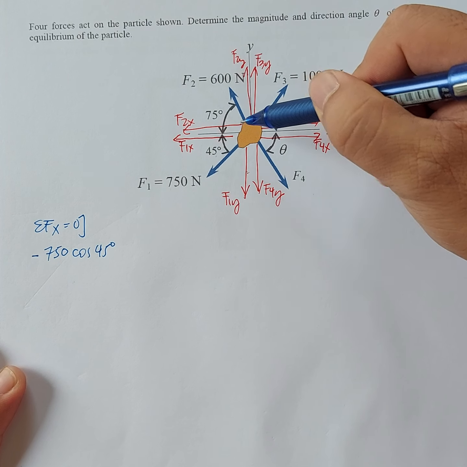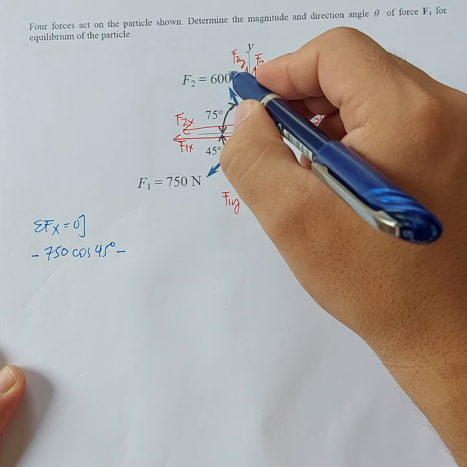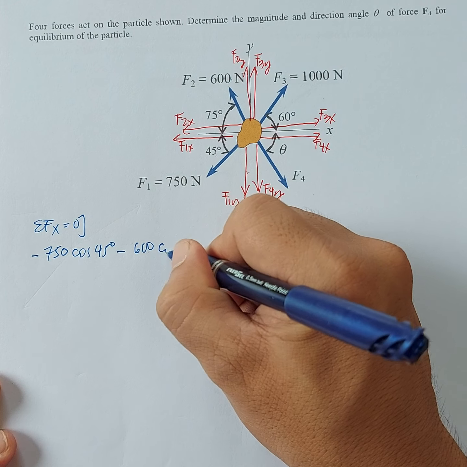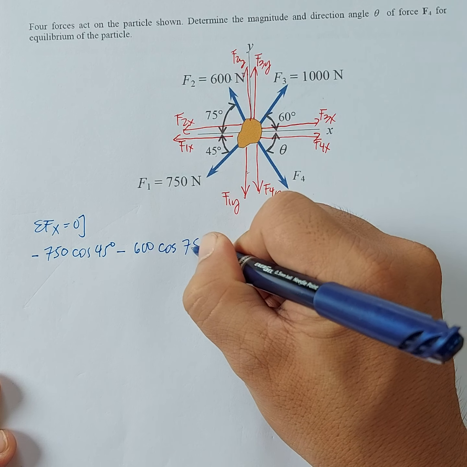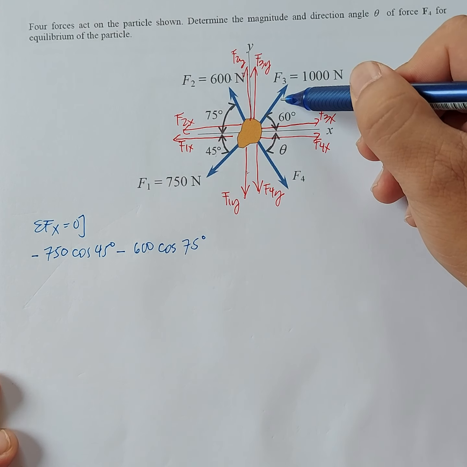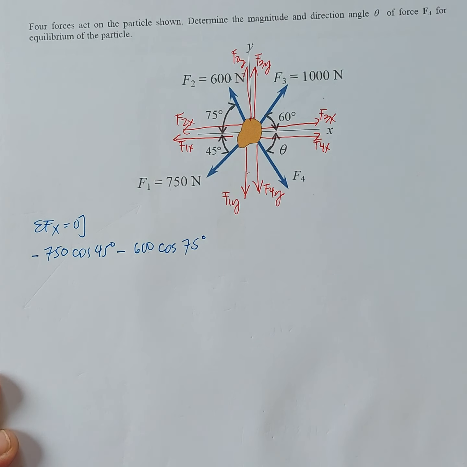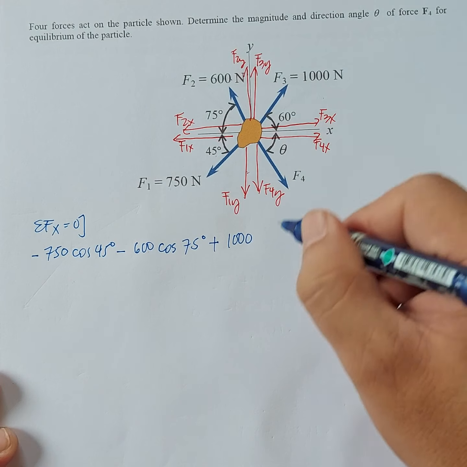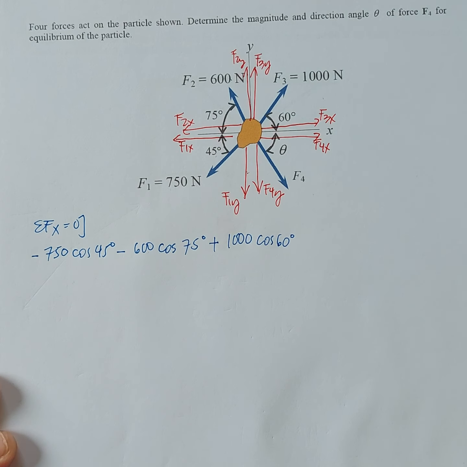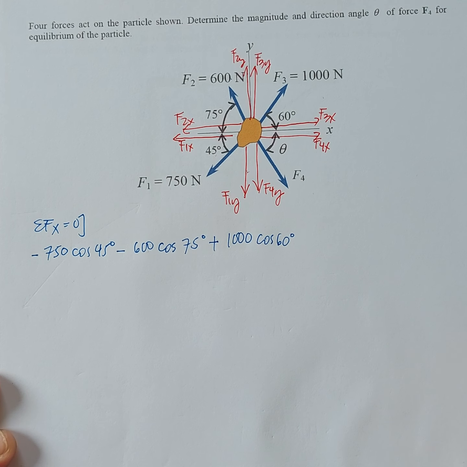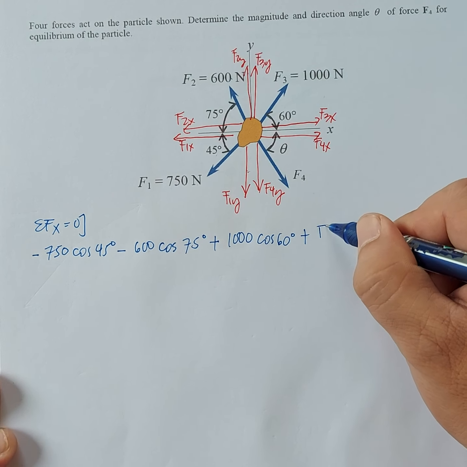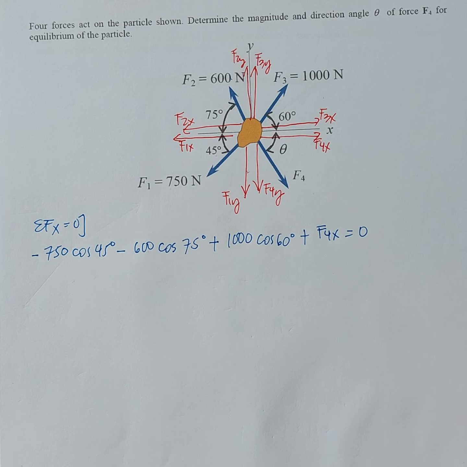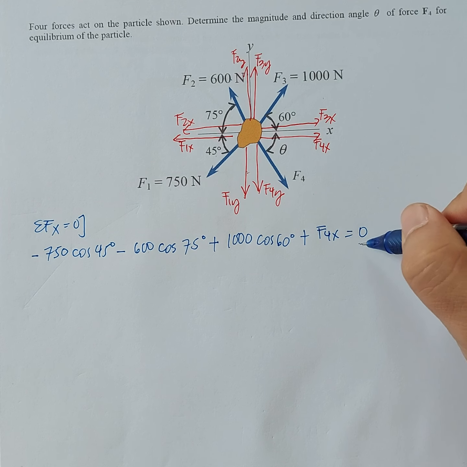And then F2X is also directed to the left, so minus. We have 600 adjacent side, so cosine of 75 degrees. And F3X is directed to the right, so that's positive, so plus 1000 cosine of 60 degrees. And then lastly we have F4 directed to the right, so plus F4X. Equate that to 0.